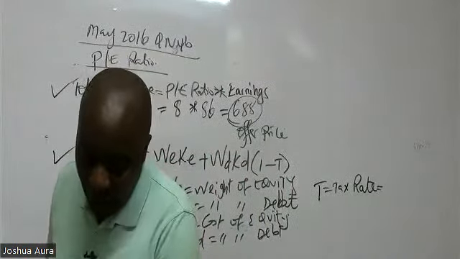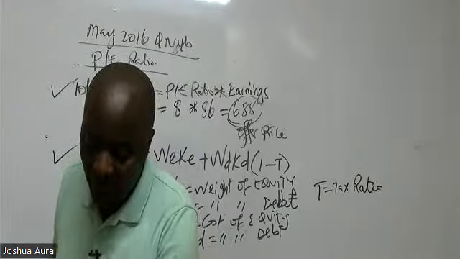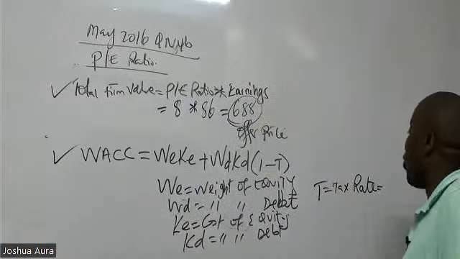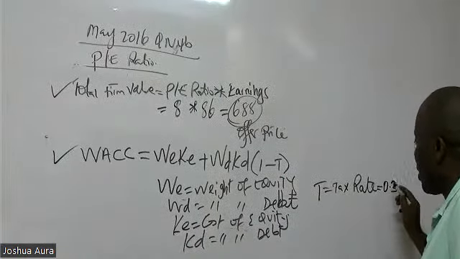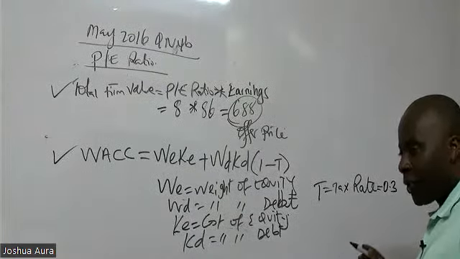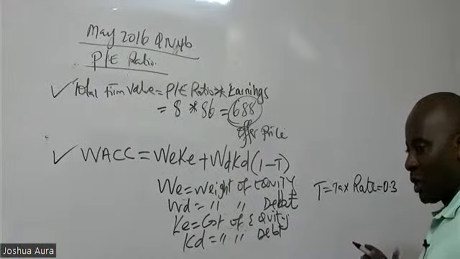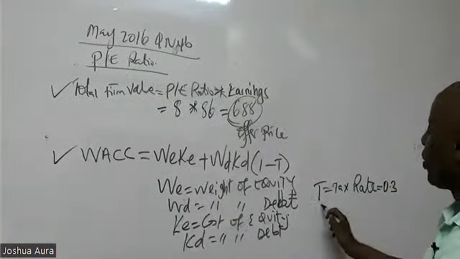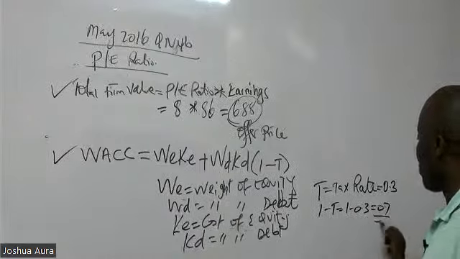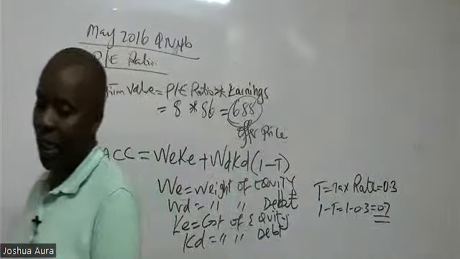Before required, in the second last paragraph, they told us the tax payable is 30%. They always tell you about tax. If in finance they don't tell us what the tax is, we don't assume. It will always be zero. If they tell us it's 30%, then 1 minus tax will be 1 minus 0.3, which will give me 0.7.